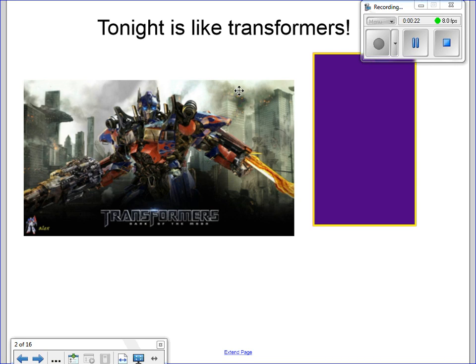Right here we have Optimus Prime. Optimus Prime is normally a truck, then he transforms into a huge robot.